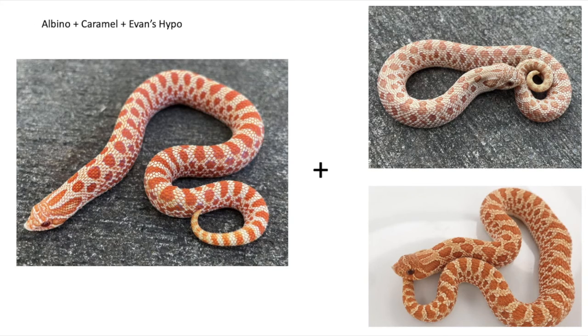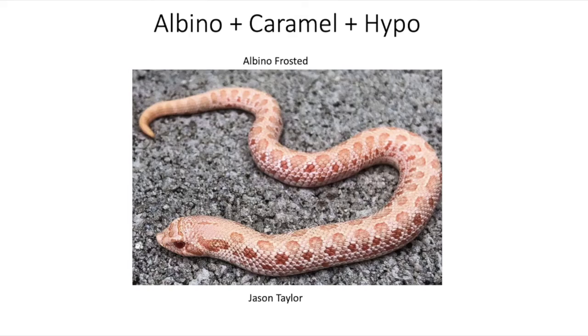All right, so wrapping up this video, let's look at some of the albino morph combinations when they're combined with two or more recessives. So we're going to look at the albino when you add the caramel gene as well as the Evans hypo gene. When you do that, you get what's called an albino frost. This was produced by Jason Taylor.